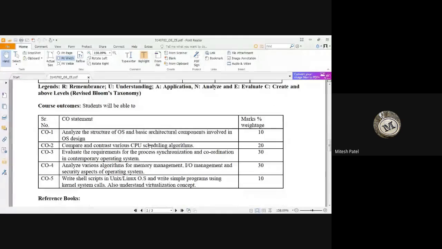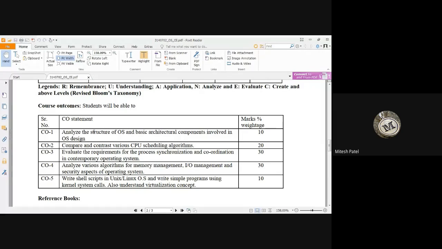Then after that, the COs. What do you mean by course outcomes? It means after studying this subject you are able to understand the fundamental architecture of an operating system and which components are involved in it. That is CO number 1. After that, CO number 2, you can compare and contrast various CPU scheduling algorithms. We have multiple processes, so you can learn when or where we need to manage all the concurrent processes, how to handle processes, okay.